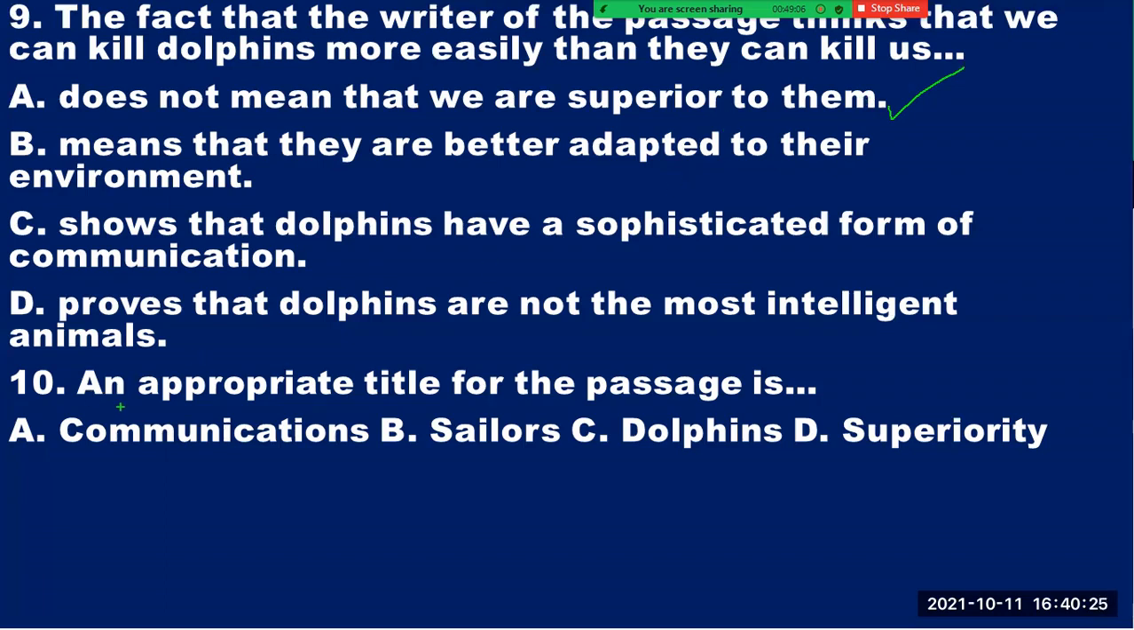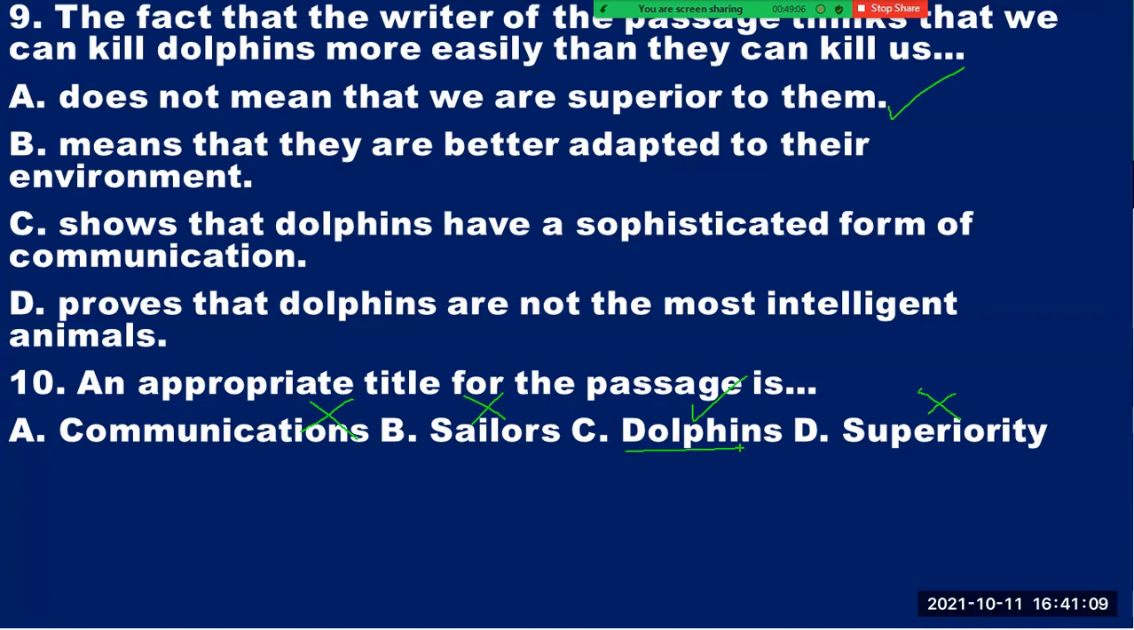Then we now look at the last question, which is question 10. An appropriate title for the passage is A, communication. Of course, something was said about communication, but we can't say the passage is just about communication. Yes, sailors were mentioned, but just partially. Well, dolphins, everything in the passage is about dolphin. Yes, superiority is mentioned, but in passing. So it is all about dolphin. In fact, the evidence is there. Everything we have read in the passage is about dolphins. So we can say that the appropriate title for the passage is dolphins.